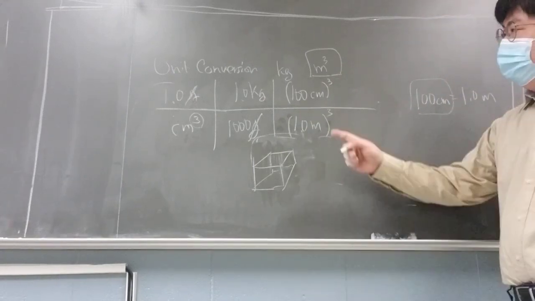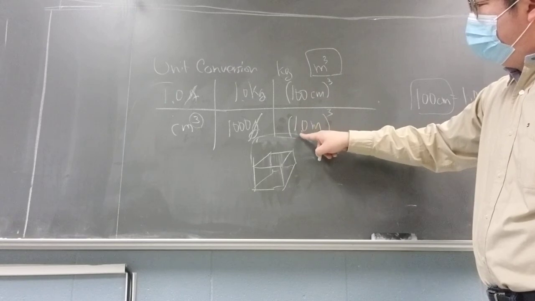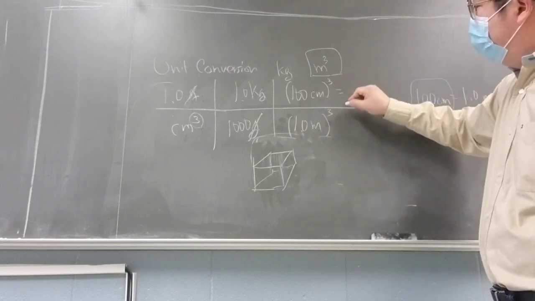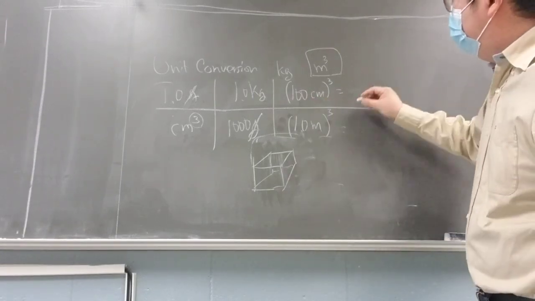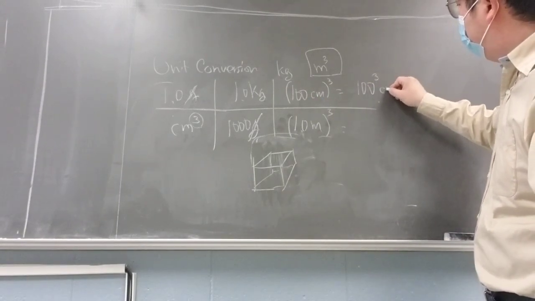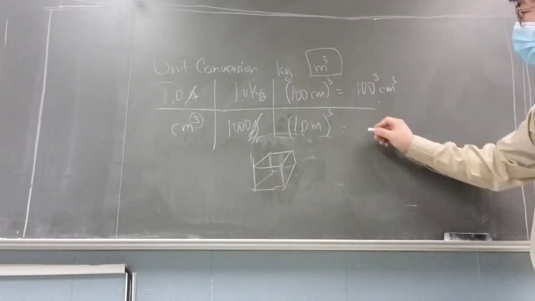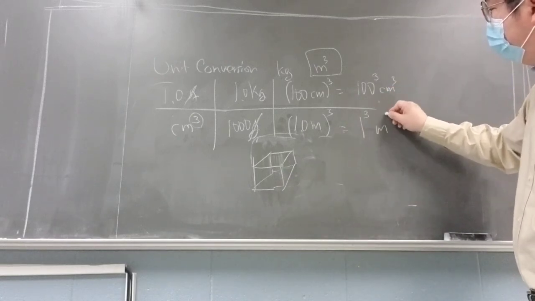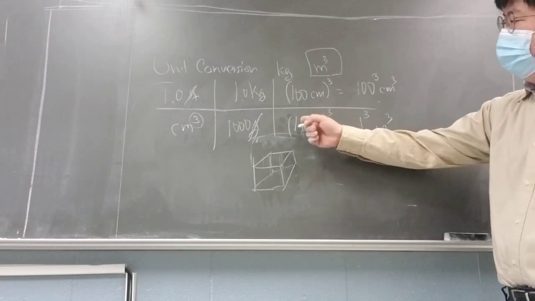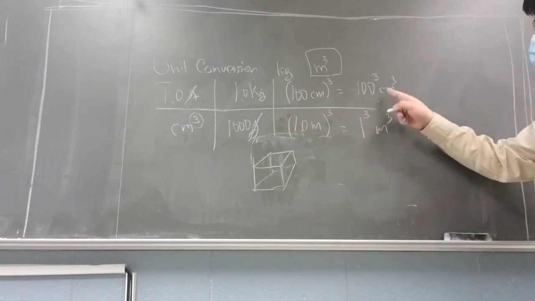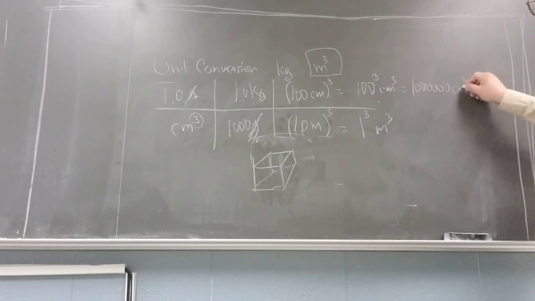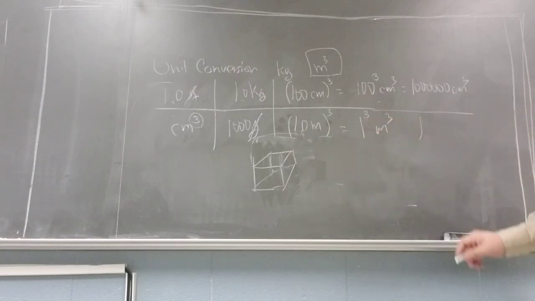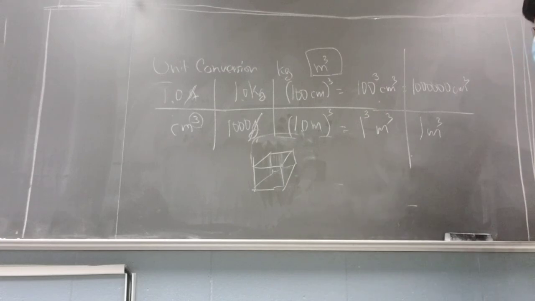So if you cube those 100 centimeter and 1 meter together, then you'll see 100 centimeter cube here, and then 1 meter cube, okay? Because you have to cube both of the factors in the parentheses. So you're gonna do 1 million centimeter cube over 1 cube, which is just 1 meter cube, okay? So if that is the case, you're done here.